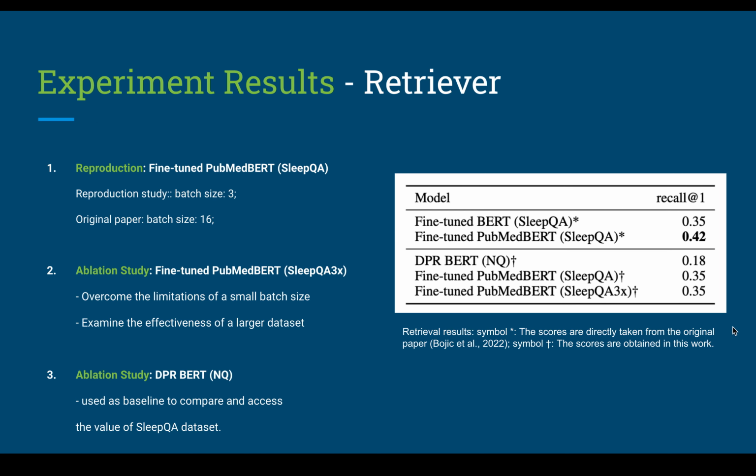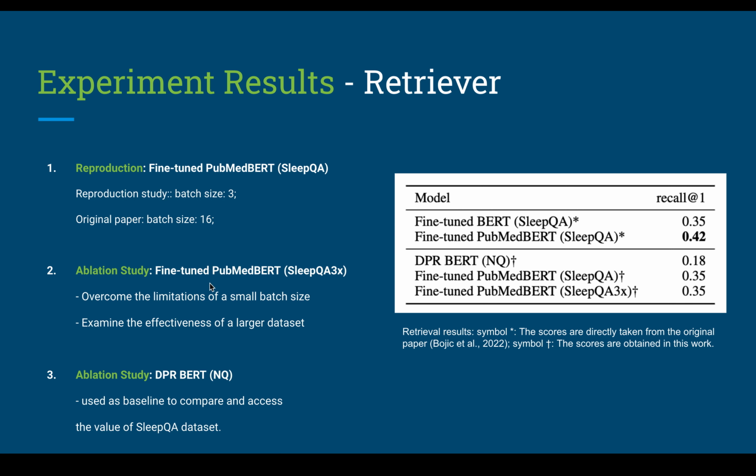The experiment did not show an improvement in recall on SleepQA3X as the score remained at 0.35. This may be because the training objective of the DPR retriever is to create dense embeddings that can capture sentence semantics, and paraphrasing that only preserves the original meaning does not add diversity to the semantic information in the dataset, thus not effectively training a better retriever.